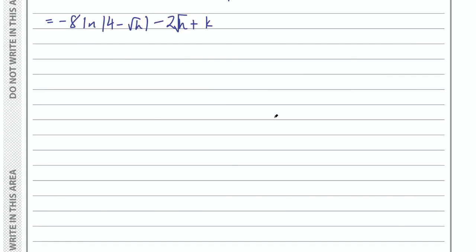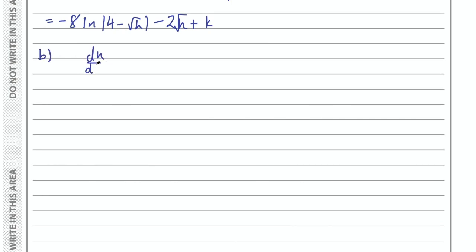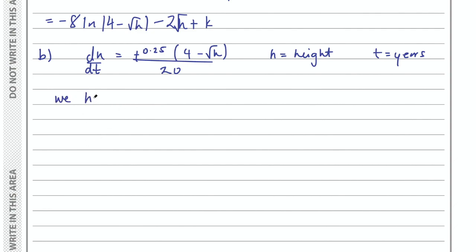Okay, so for part B, let's write down that derivative firstly. t to the power of 0.25 multiplied by all of this, and h was the height of the trees, and t was in years of growth. So this is the rate of growth, and we can say this would reach a maximum when it equals 0. So we have a maximum when dh on dt equals 0. Therefore we have 4 take root h equal to 0, because that's really the only possibility.